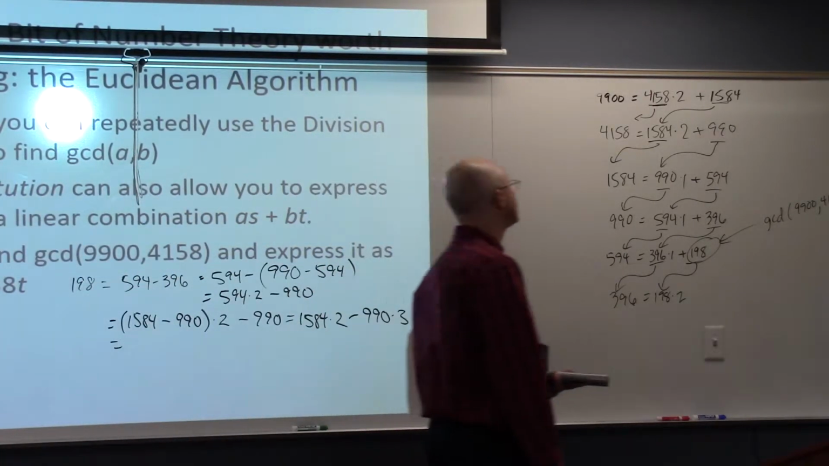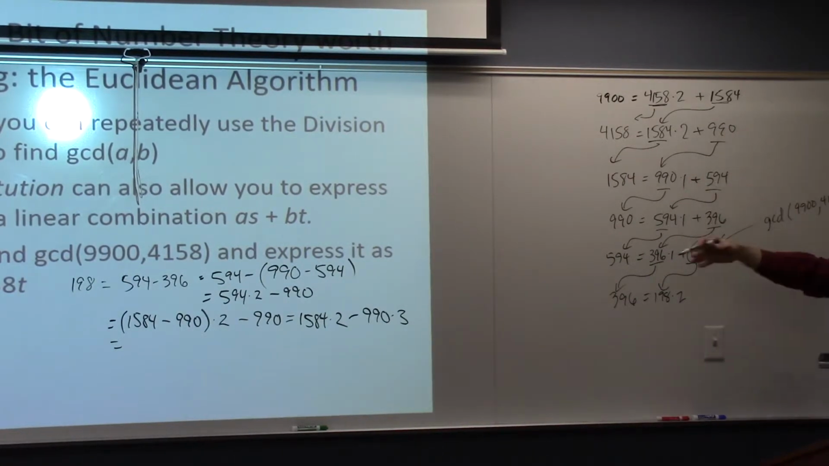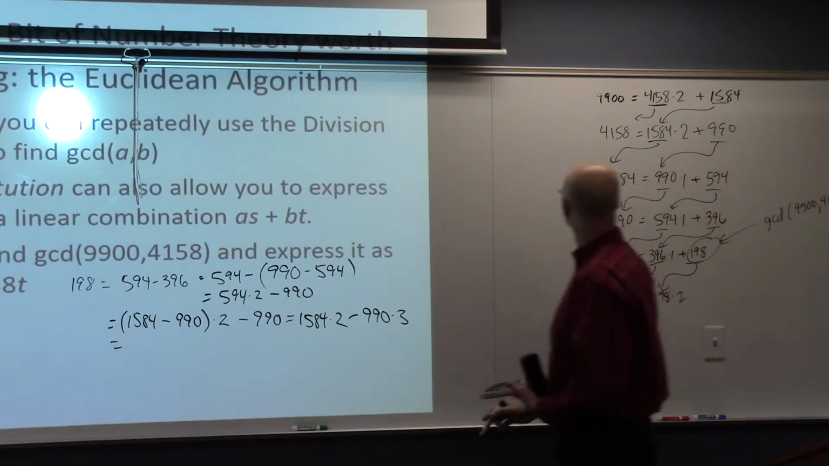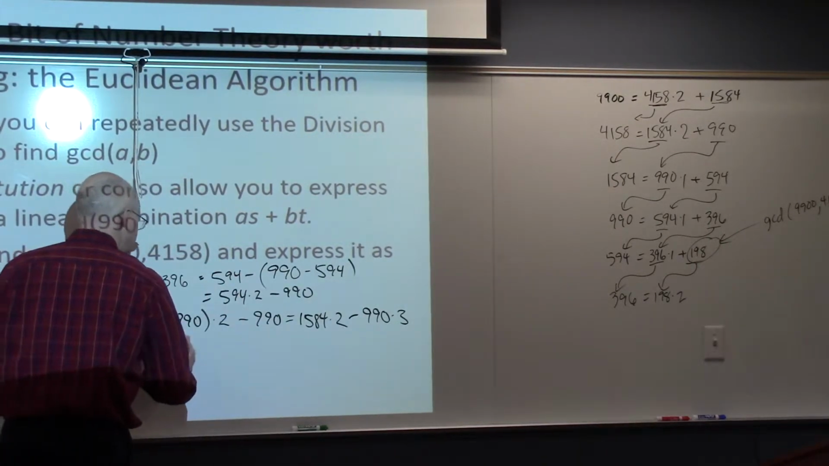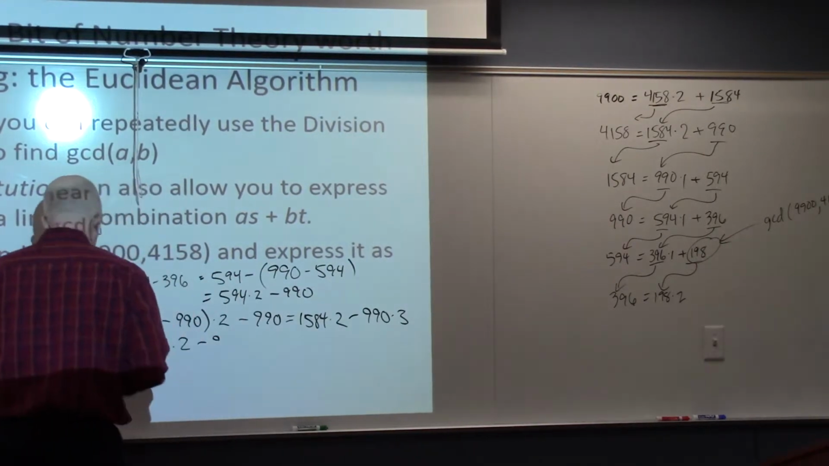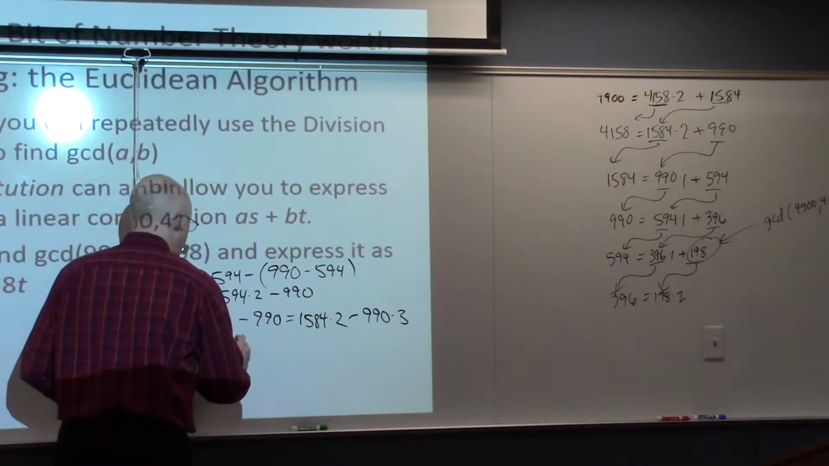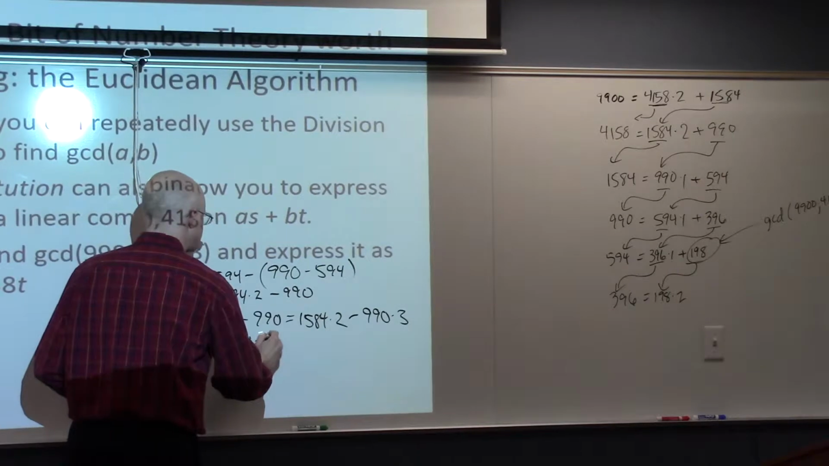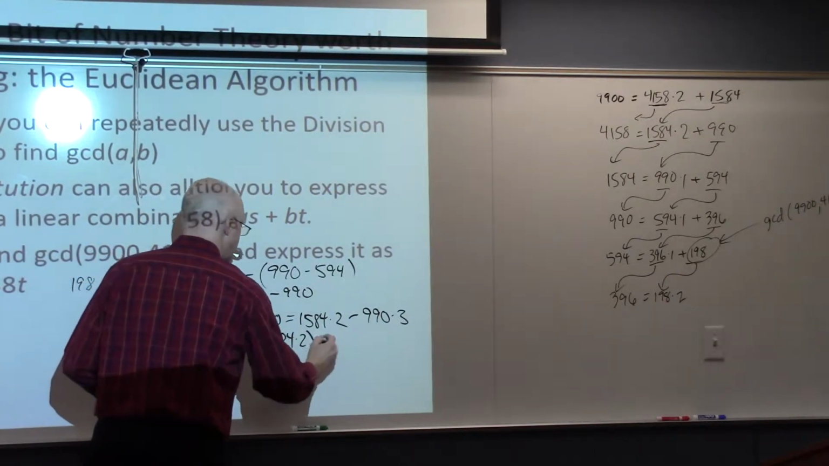Couple more steps. Go to the previous equation again, back substitute. We're going back and we're substituting. Solve that for 990. So we have 1584 times 2 minus 9. What's 990? 990 is 4158 minus 1584 times 2. And don't forget to multiply that by 3.